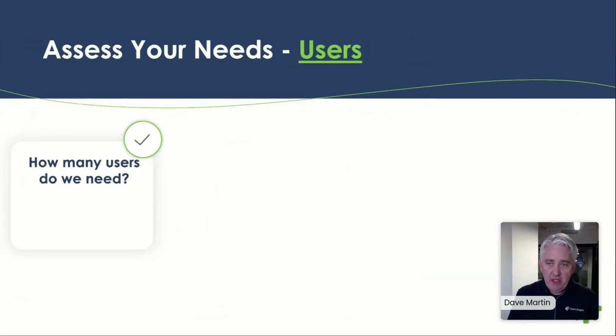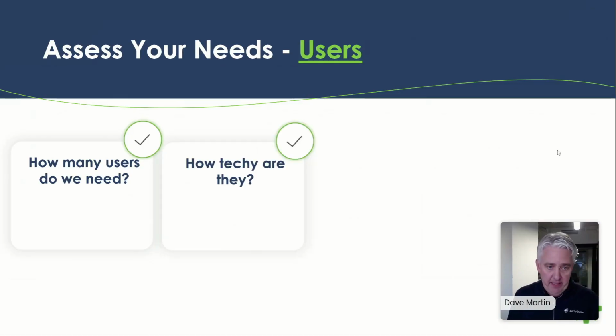Look at the users. How many users do we need? Do we have 2 users? Do we have 35 users? Do we have 15 users? Whatever it is, that can have a big impact on the type of platform and what your needs are and how complex it might need to be.